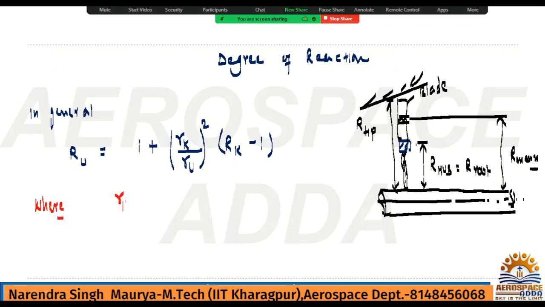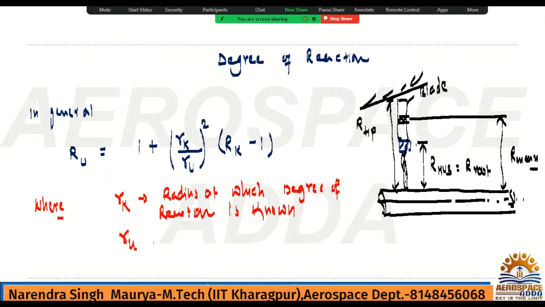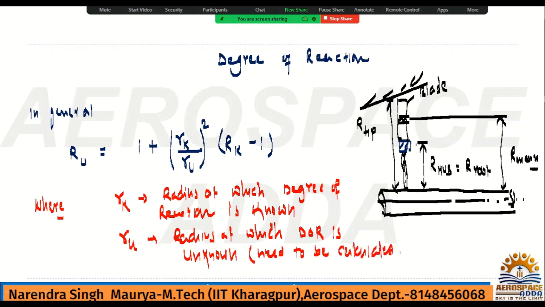Where r_K is the radius at which degree of reaction is known, and r_U is the radius at which degree of reaction is unknown, means need to be calculated.